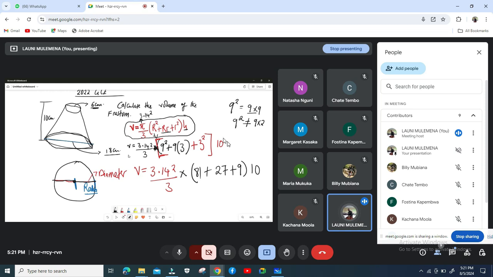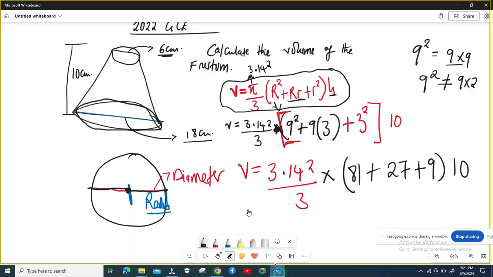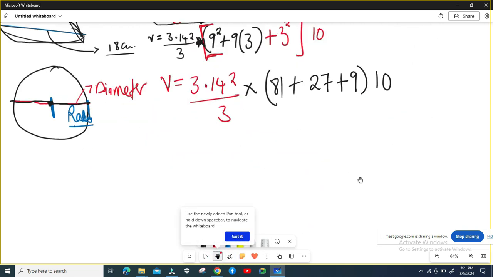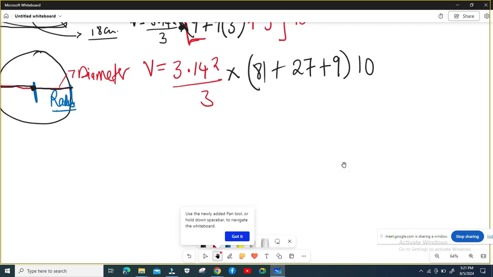Okay, let's continue. At this juncture it is just a matter of learning how to use our calculator, because we need to simplify what is in the brackets. So we have V is equal to 3.142 over 3 times. Someone add for me what is inside the bracket here. What is 81 plus 27 plus 9? Remember, you are allowed to use a calculator. This is not paper 1. What is the answer?